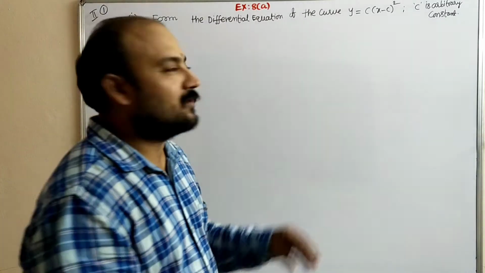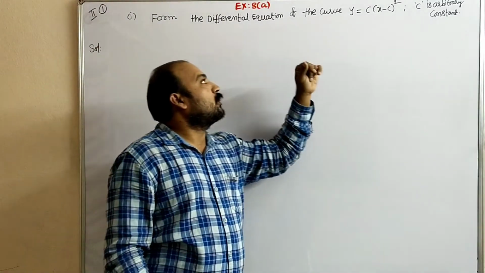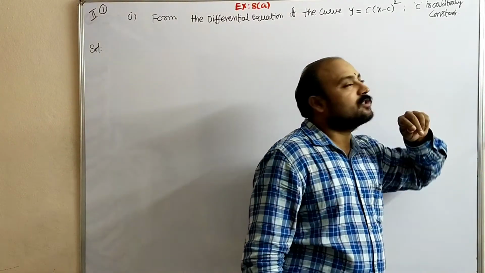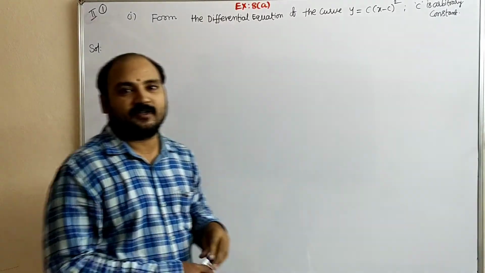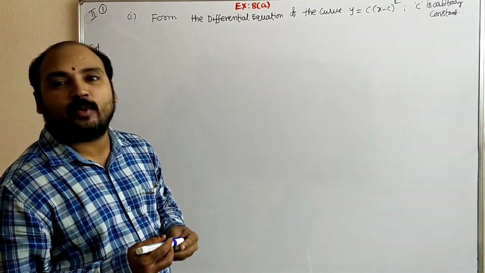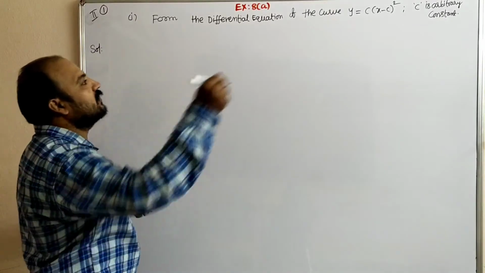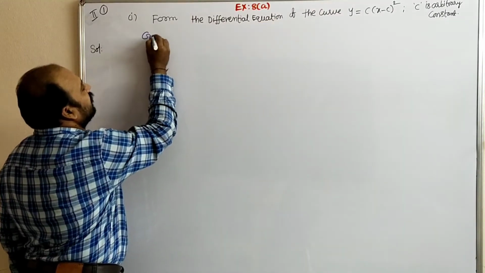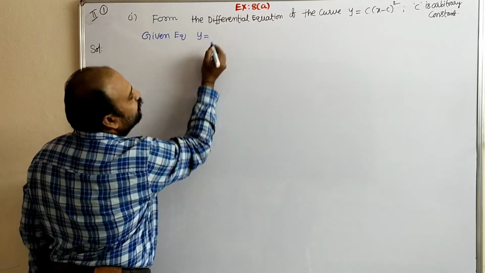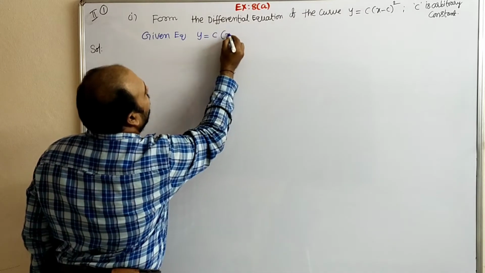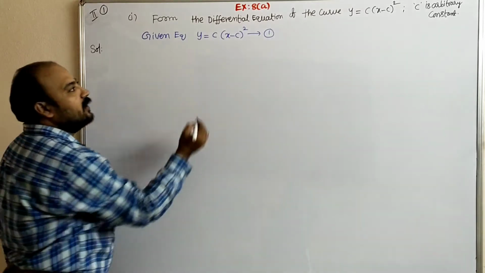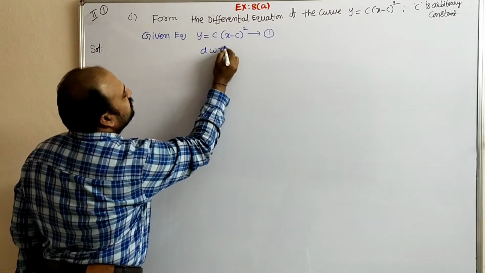The next question. Form the differential equation of the curve y equal to c into x minus c whole square, where c is an arbitrary constant. Only one constant is there. So the given equation is y equal to c into x minus c whole square. Put that as equation number 1. Differentiate with respect to x.